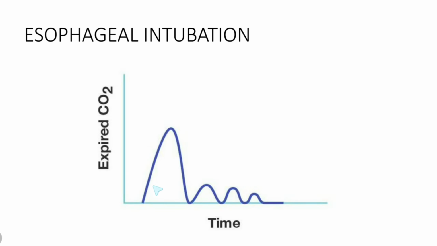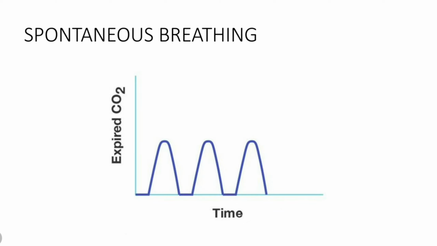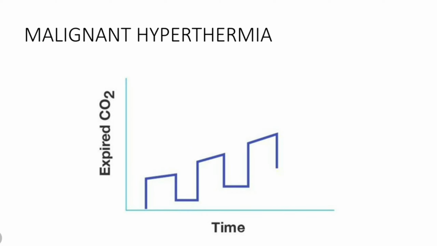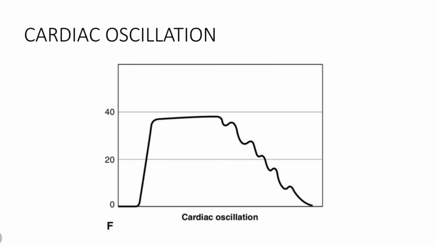This is a graph showing esophageal intubation. If the endotracheal tube is by mistake placed in the esophagus, this is how it would look. This is a graph showing spontaneous breathing by the patient. It will look like this. In case of single lung transplant, this is how the graph looks. In case of malignant hyperthermia, you can see this kind of capnogram. In cardiac oscillations, you can find oscillations in phase 4.